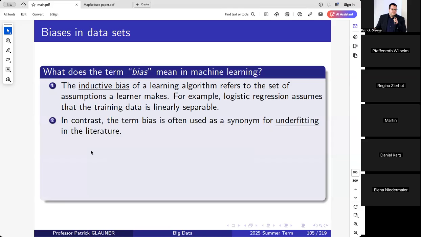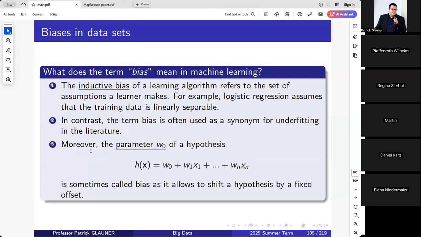And we need to make an inductive bias because every model is always, not just in machine learning in general, a simplification of reality. So we need to make some constraints. Sometimes in the literature, bias is a synonym for underfitting, like variance is sometimes a synonym for overfitting. Again, something totally different than the inductive bias.